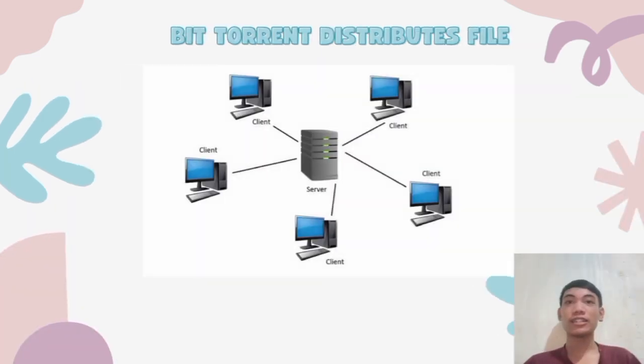BitTorrent distributes file transfers across many different computers for more efficient downloads, unlike other transfer technologies where a file is copied from one computer onto the internet to another. A file might be located on dozens of individualized computers.